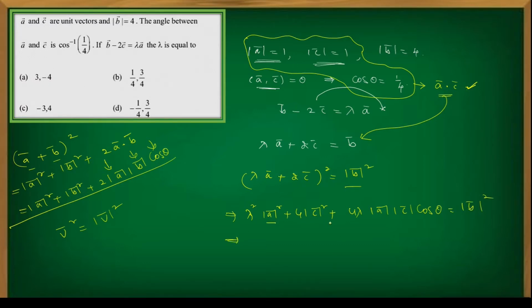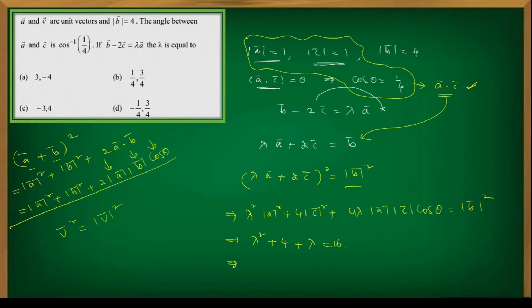Mod A is 1, remove. Mod C is 1, remove, substitute. And mod A bar 1, mod C bar 1, remove them. Cos theta is 1 by 4, yes, you have 1 by 4, 4 and 4 cancel. And mod B bar is 4, so 4 square is 16. Now what do you get here? Lambda square plus 4, plus only lambda, because the 4 and 1 by 4 cancel. Mod A bar is 1, mod C bar is 1, and this is 16.